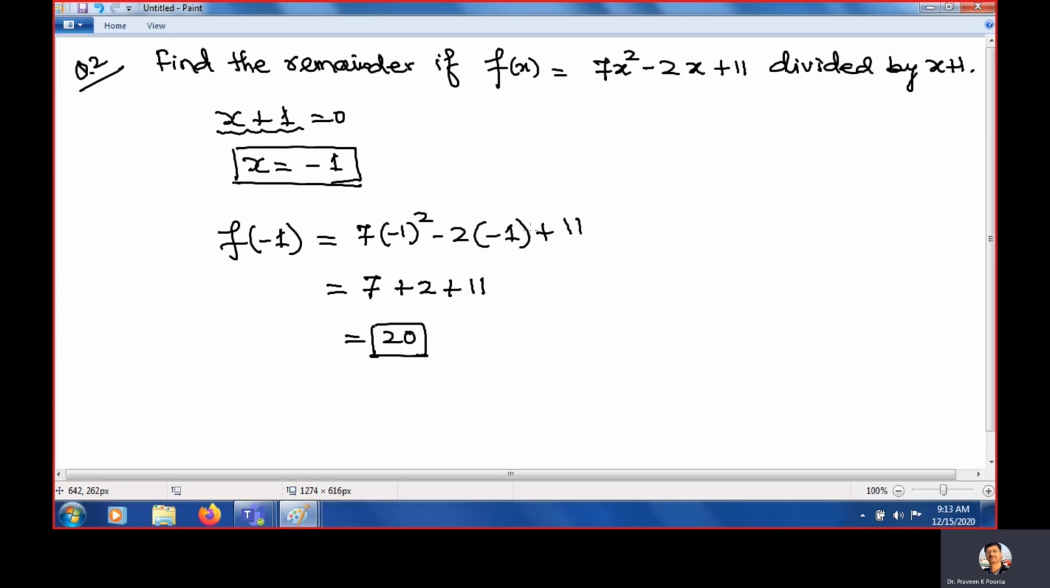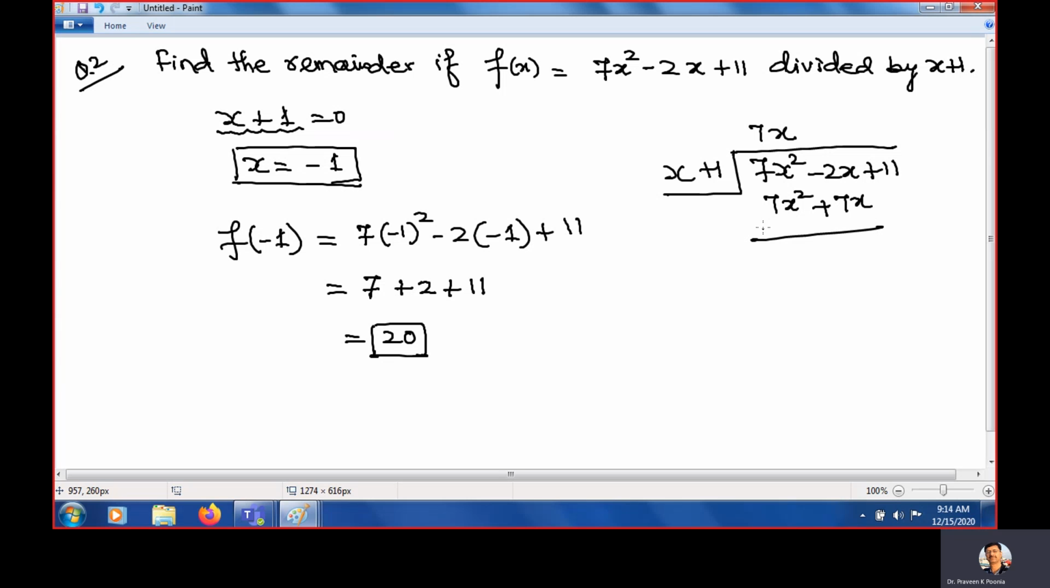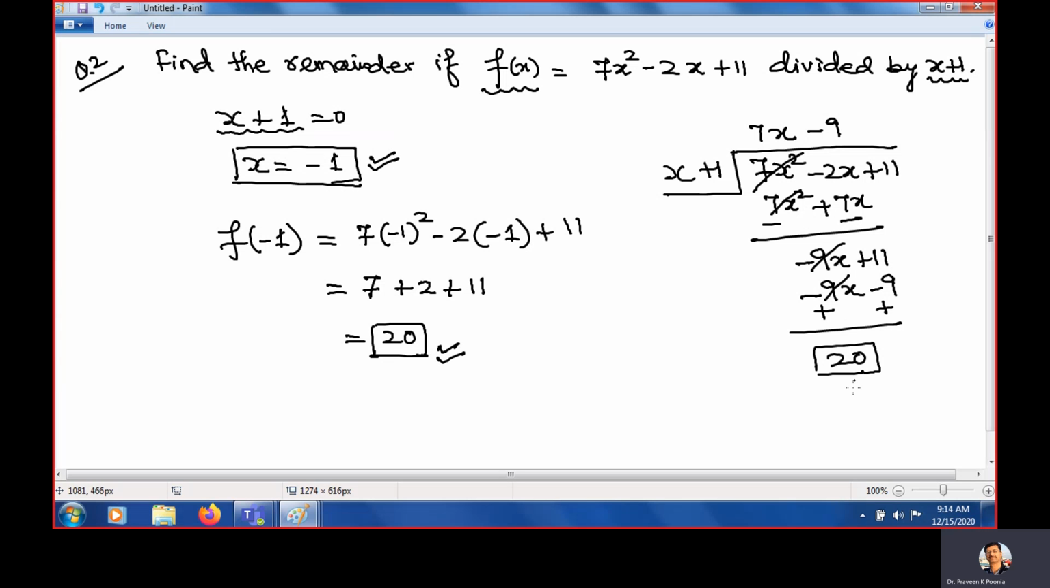So if we divide 7x power 2 minus 2x plus 11 by x plus 1, it is 7x power 2 plus 7x, subtract, minus 9x plus 11, now minus 9x minus 9, subtract, plus 11 plus 9 is 20. If you are just evaluating the functional value at x equal to minus 1, clear? The same answer you get as with the division.